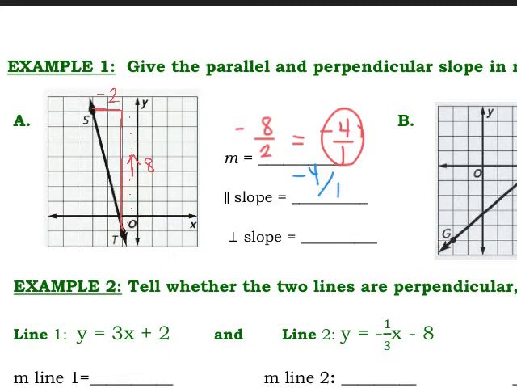-4/1. You see how these two lines are going in different directions? That means you're going to flip it. So what do I get when I flip -4/1? 1/4, and only one needs to be negative. Do we already have a negative slope? Was the original one negative? So then the other one should be positive. Only one of them should be negative when it's perpendicular. Okay, let's try it again.